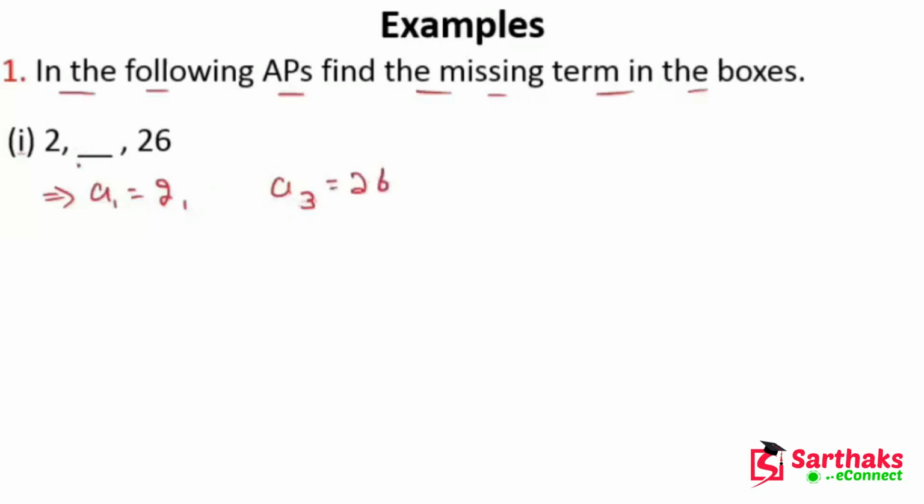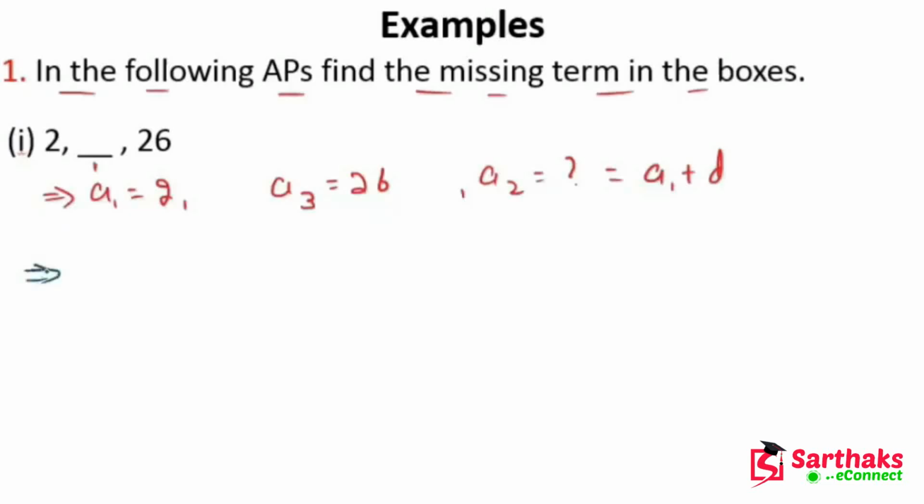First of all, you have to understand the concept of this question. For finding this middle term, which is our A2, we have to find D. If we know D, we can easily find the value of A2, because A2 is A1 plus D. We know A1, we don't know D. So our main aim is to find the value of D.